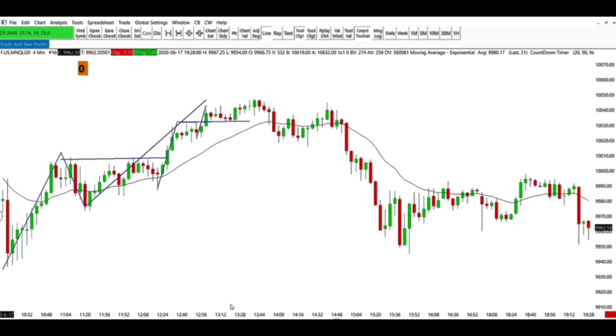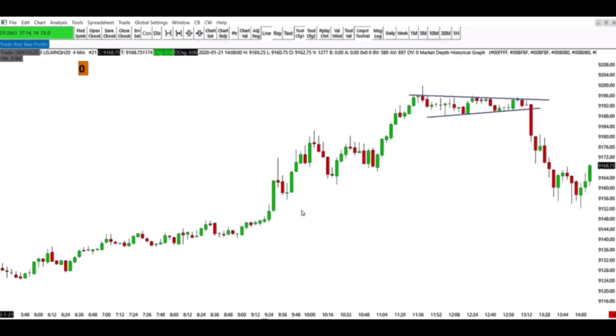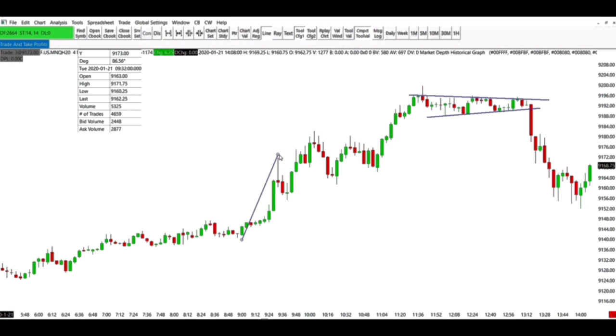Now, let me show you guys some more examples. Okay, so guys, we have another example right here. We have a nice little impulse, right? And it pulled back, okay? And then we're looking for it to create a new high and come back to the level. So this is how I create my horizontal levels, guys.